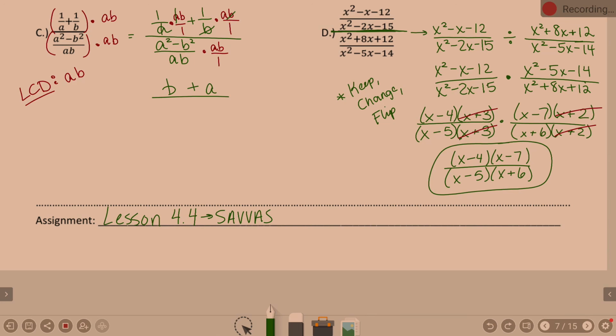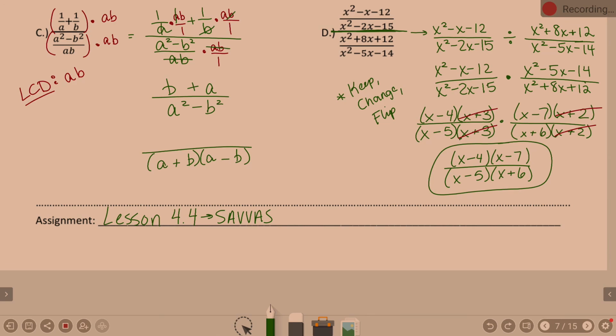Denominator. AB cancels with AB, leaving me with A squared minus B squared. Am I done? Oh no, you can factor that. You need to factor that denominator. A squared minus B squared factors into a and a, b and b, plus and minus.